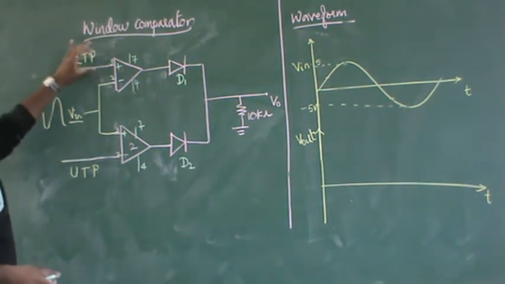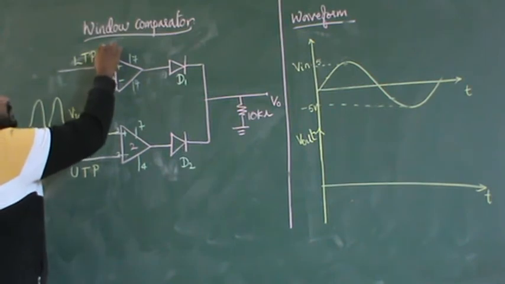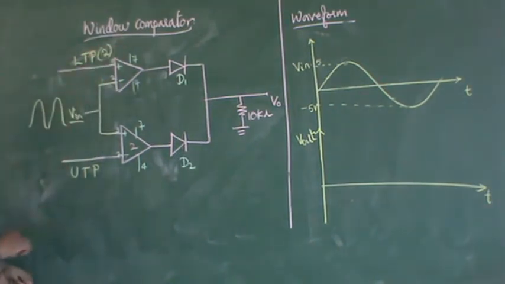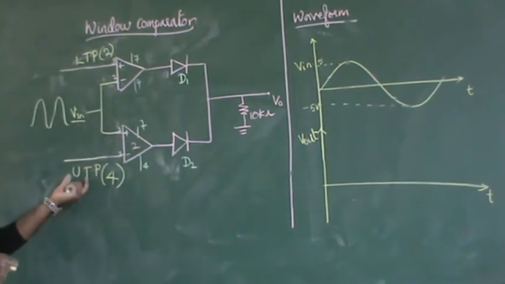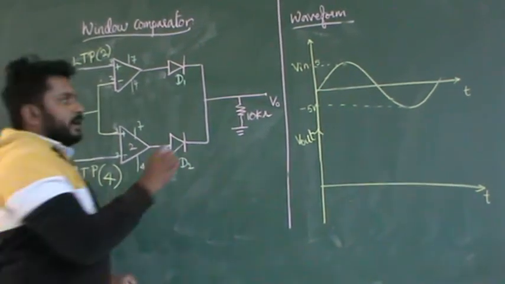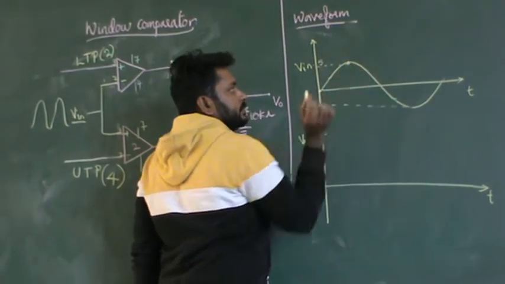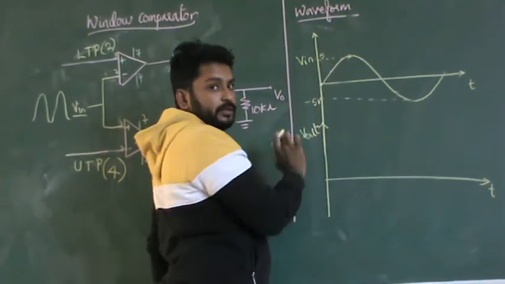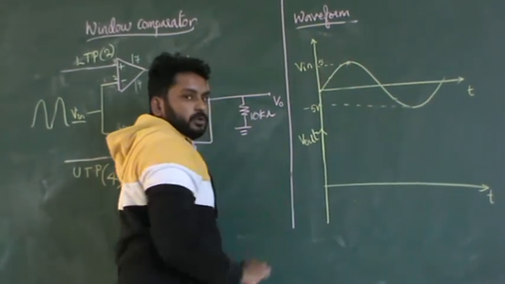Now for this LTP, let me assume LTP as 2 volts and UTP as 4 volts. The upper threshold point is 4 and the lower threshold point is 2. Now this is 0, right? This is 0, this is 5. This will be 1, 2, 3 and 4.